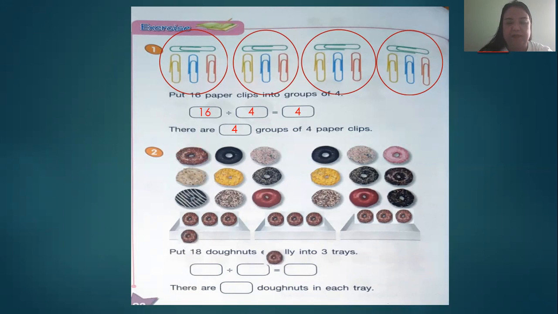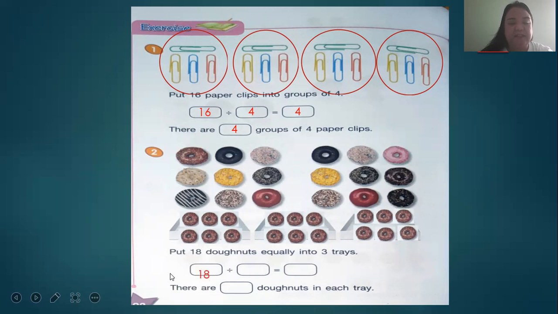Next, the fourth set of donuts. Okay. So next, fifth set of donuts. Let's put them on the trays one by one. And last set. Okay, very good. So now, how many donuts did you put on each tray? Write the division sentence. 18 divided by 3 is equal to 6. So there are 6 donuts in each tray.